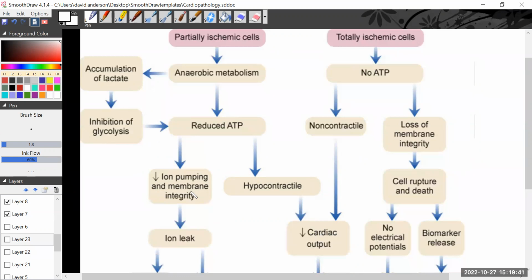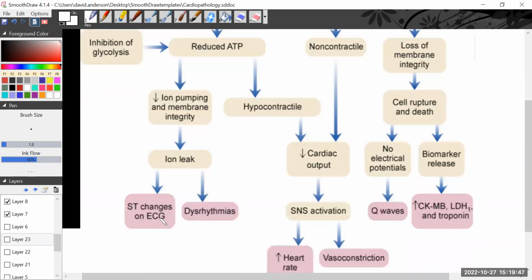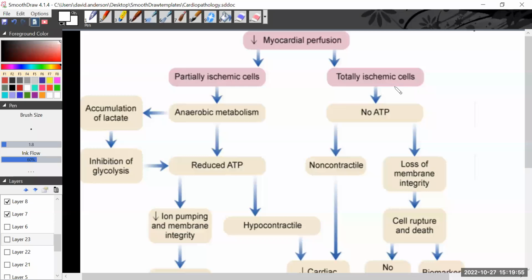And that's going to reduce our ion pumping capabilities, our sodium-potassium pump. We're going to get leakage. We're going to get changes. As soon as we get electrolyte imbalances, we're thinking of dysrhythmias. If we totally block, no ATP, no contraction, cell death.